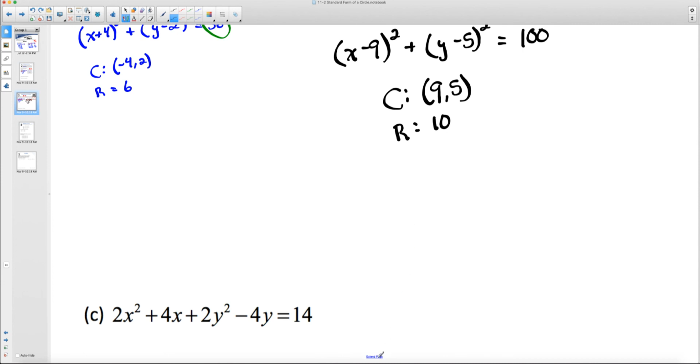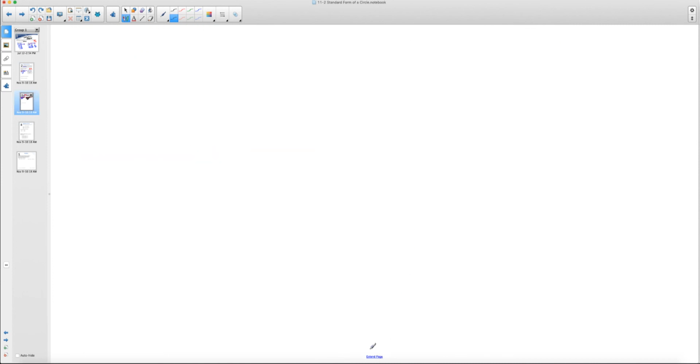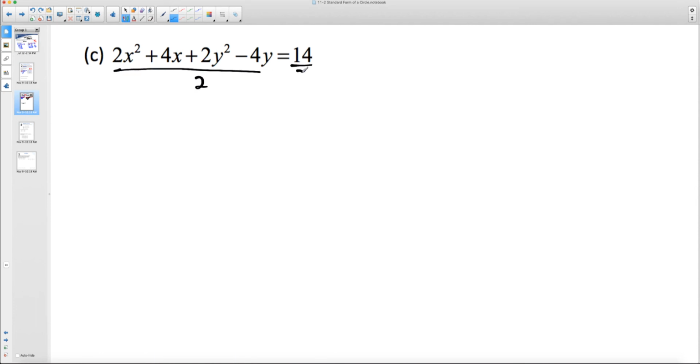So we'll take a look at C here. C is a little bit different in the fact that the leading coefficient is not a 1. So to take care of that, we're going to divide both sides by 2. So we're looking at x squared plus 2x plus y squared minus 2y equals 7. So we divided everything by 2.